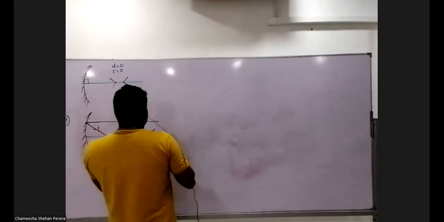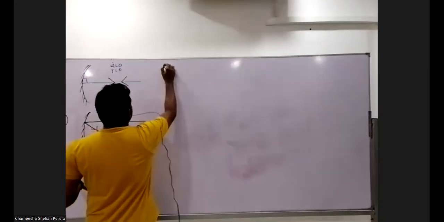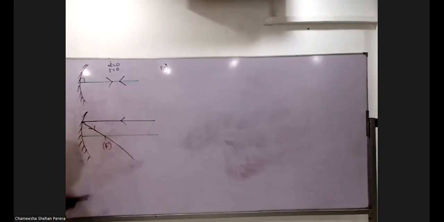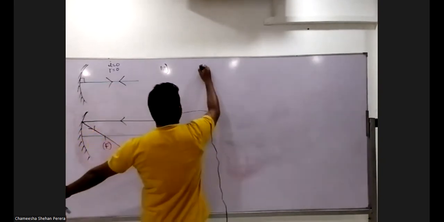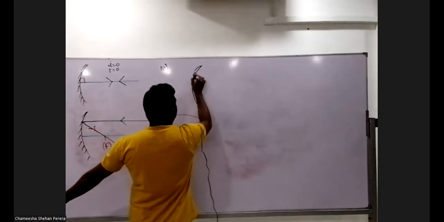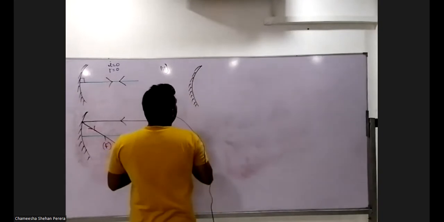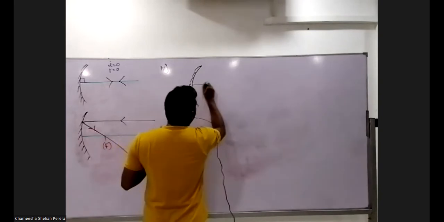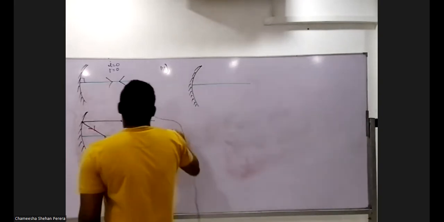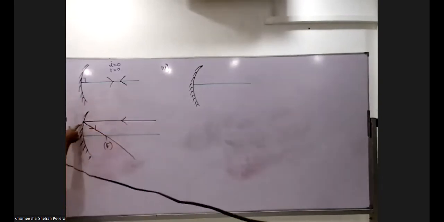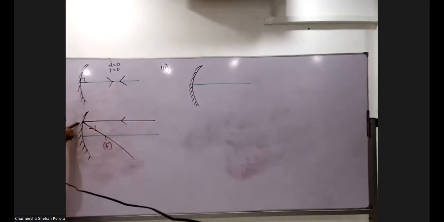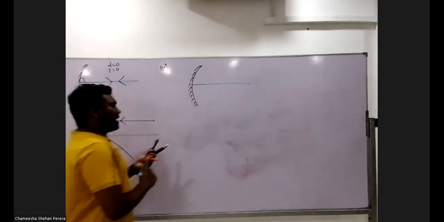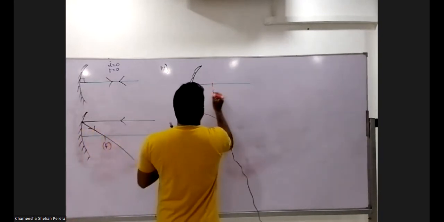The third one is the reverse of this. See here, the third law is the reverse of this law. In this situation, what did we have? We had a concave mirror and a light ray reaching the concave mirror surface parallel to the principal axis. After that, the light ray got reflected and went through the focal point. You have the focal point over here.